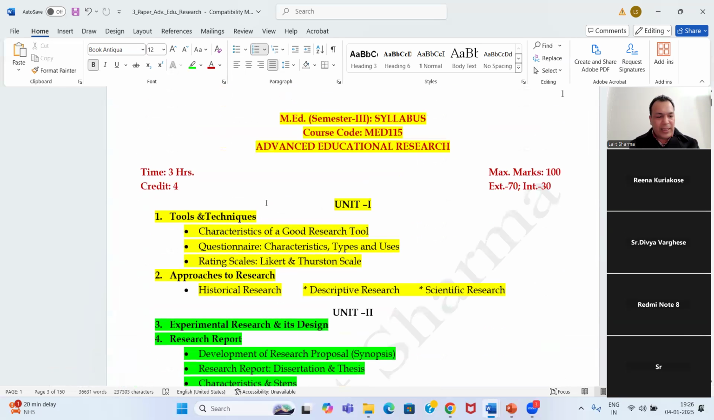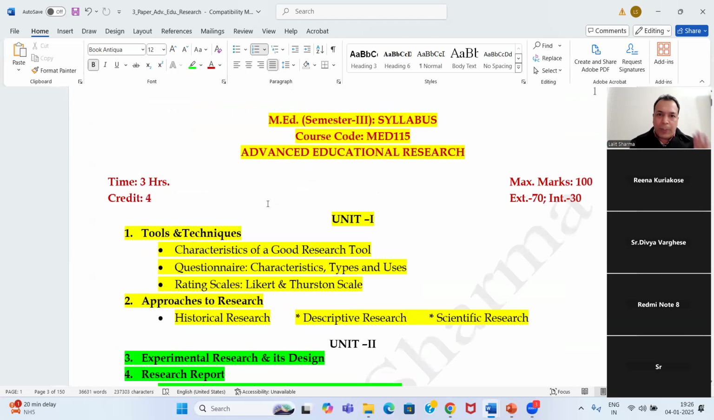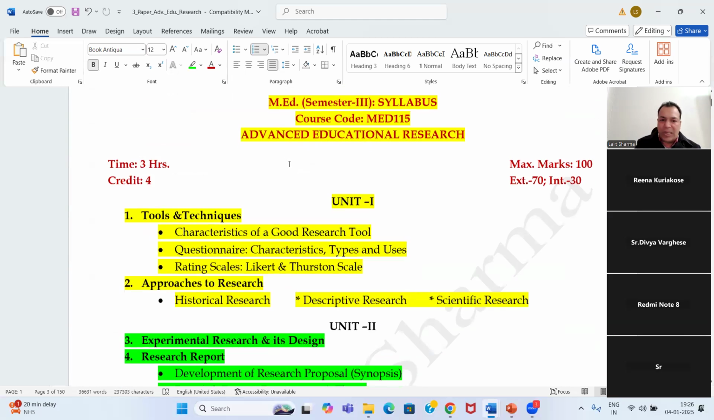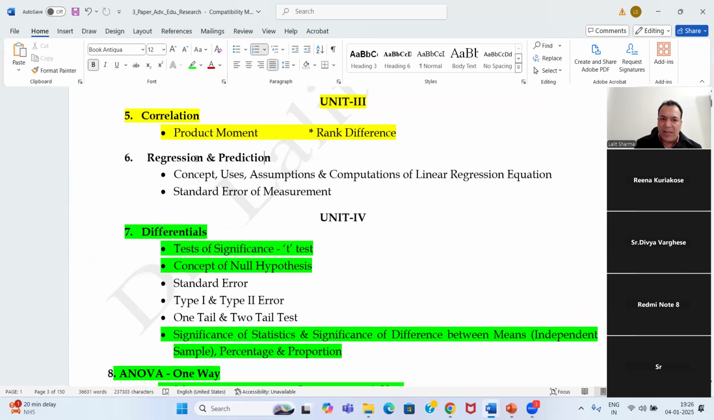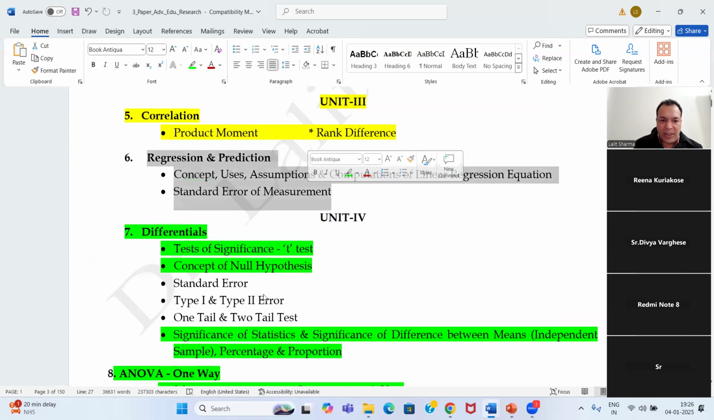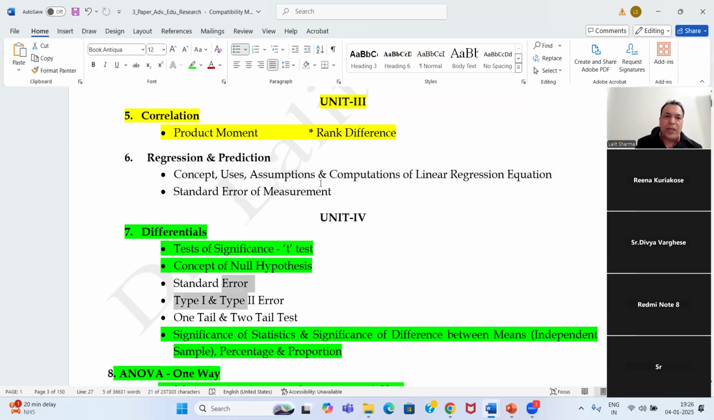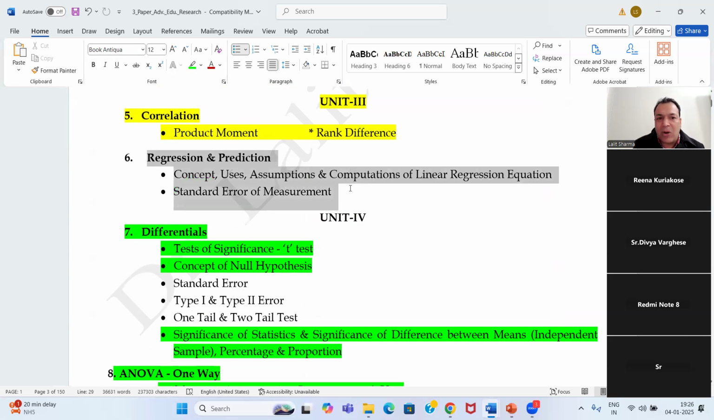Other than that we are done, right? So now you prepare for it. Next week I'm going to take a test on this paper, advanced educational research. I will skip the questions on regression and these ones, the other ones you can do. Why? I just want to tell you why. When I discuss the lecture on regression, I will explain it with the help of an example, because one numerical comes from regression.